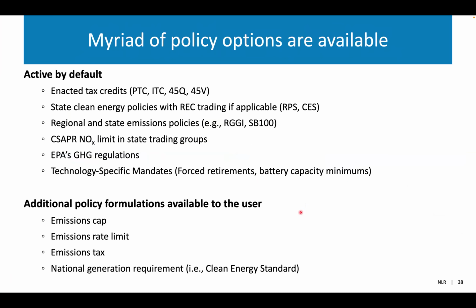There are also regional and state emissions policies like SB 100, the CSAPR or Cross-State Air Pollution Rule for nitrous oxide trading limits, EPA's greenhouse gas regulation, as well as various other technology mandates and state-level forced retirements. There are other additional options to explore alternative policy formulations. These would be things like flexible emissions caps, emissions taxes, and national generation requirements. And then a quick note that the representation of these policies are generically defined in ReEDS to allow for flexible implementation and allow the user to explore a variety of different policy scenarios when running ReEDS.